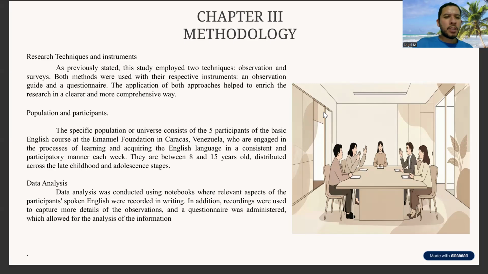Population and participants. The specific population or universe consists of the 5 participants of the basic English course at the Emmanuel Foundation in Caracas, Venezuela. The data analysis was conducted using notebooks where relevant aspects of how the participants spoke English were recorded in writing. In addition, recordings were used to capture more details of the observations, and a questionnaire was administered, which allowed for the analysis of the information.